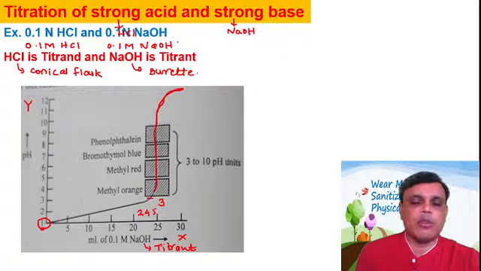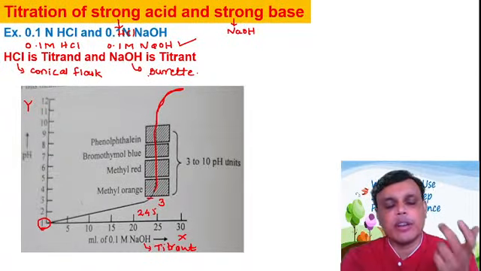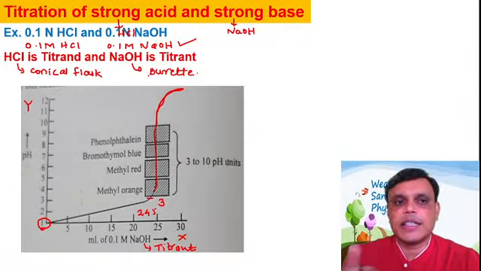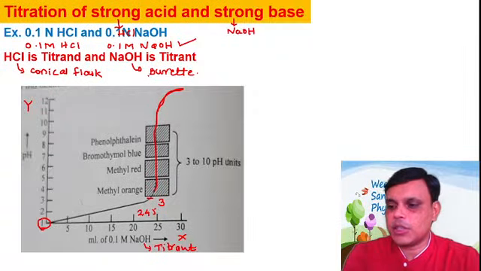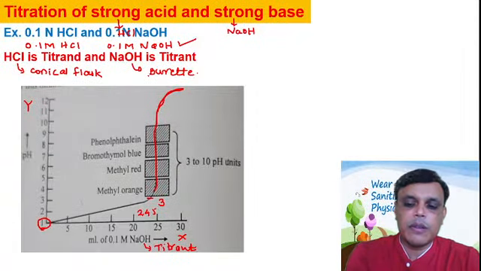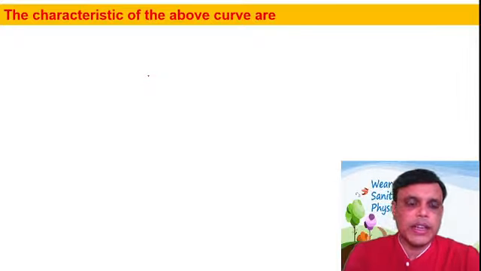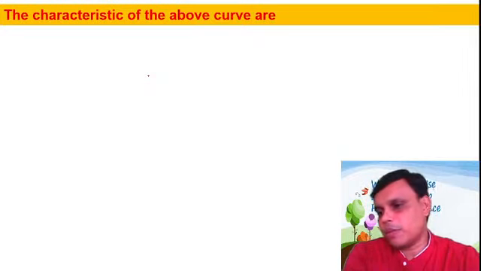For example, the NaOH and HCl titration. This titration curve has some important features, which are called the characteristics of the titration of strong acid and strong base. So we'll see the different important points of this titration curve. The next point is the characteristics of the above curve.